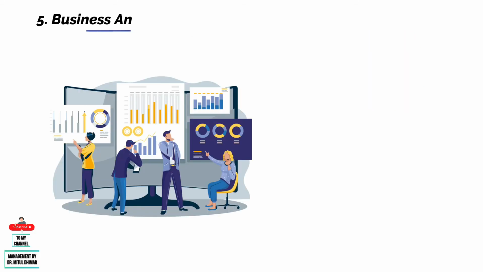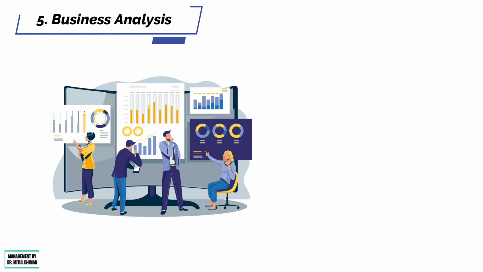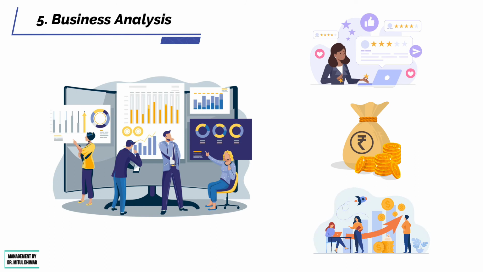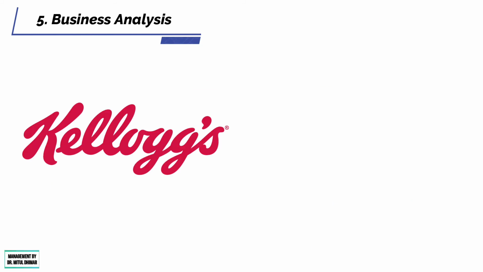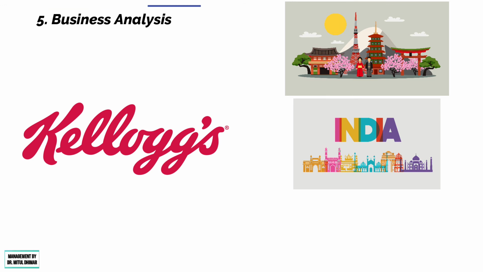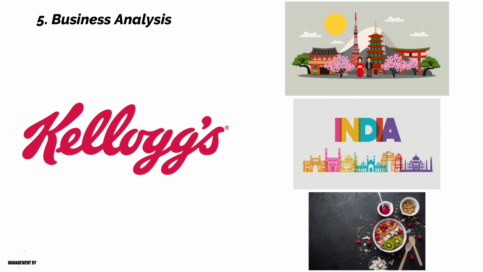Step number 5, business analysis. The fifth step in the new product development process involves a review of the sales, cost, and profit projection for the new product to find out whether these factors satisfy the company's objectives. If they do, the product can be moved on to the product development stage. For example, Kellogg's famously declared, "We changed the breakfast habit of the Japanese in 10 years. We are willing to wait for 20 years for Indian customers to change their breakfast habit."